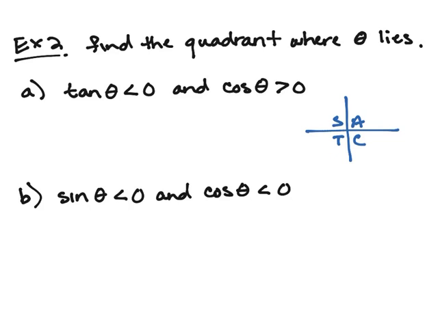If tangent is less than 0, that means tangent's negative. I got to be either in quadrant 2 or 4. Cosine is greater than 0, that means cosine is positive. So which quadrant am I in? I got to be in quadrant 4, right?